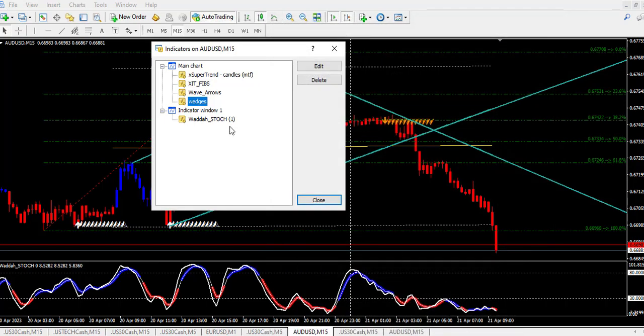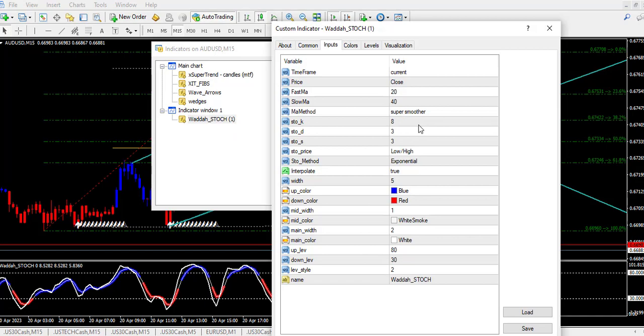And the last indicator here is what is called the token indicator, and this is where I change the color. Up color is blue and the down color is red. Mid color width is 1. You can pause the video, and here are the values. For fast MA is 20 and slow MA is 40. Make sure you pause the video and set it up accordingly.